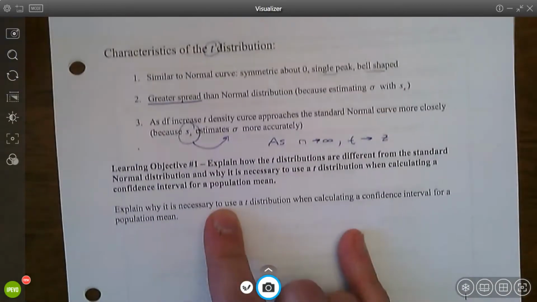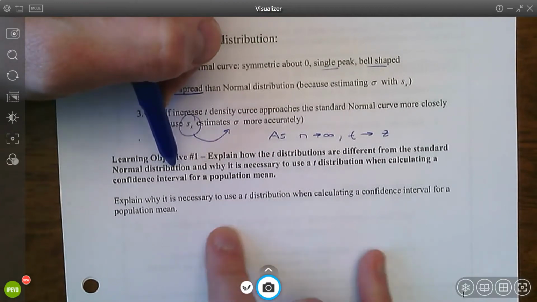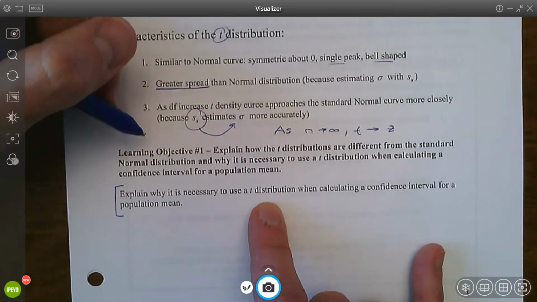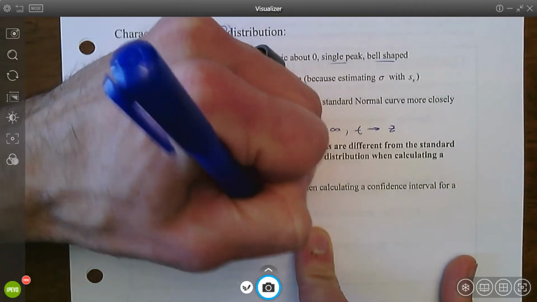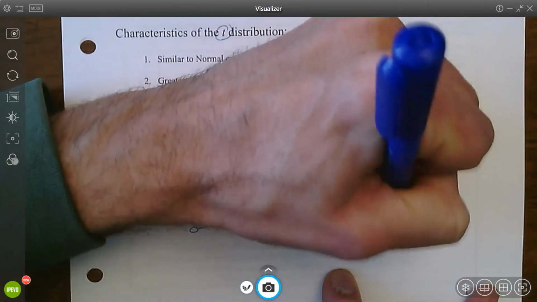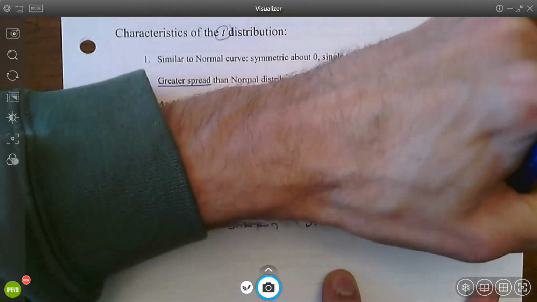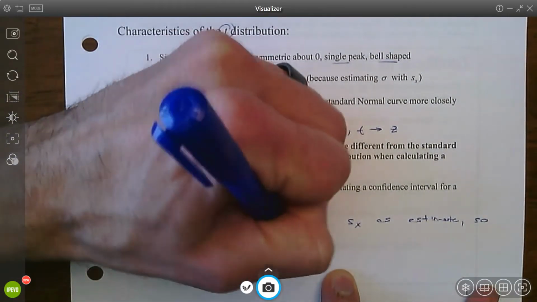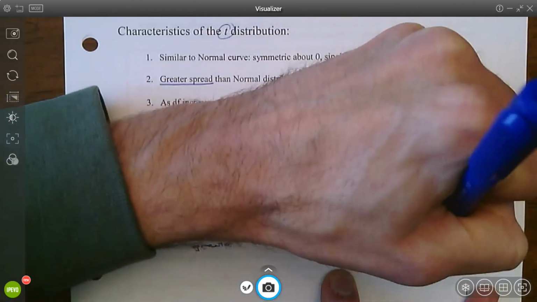So we talked about some similarities and differences from the t distribution to the normal distribution. And it's extremely important that you understand why we have to use a t distribution, because sigma, the population standard deviation, is unknown. We have to use S sub x, the sample standard deviation, as an estimate. So we have greater variation. So we use t as a result.